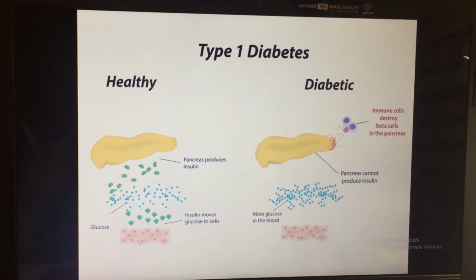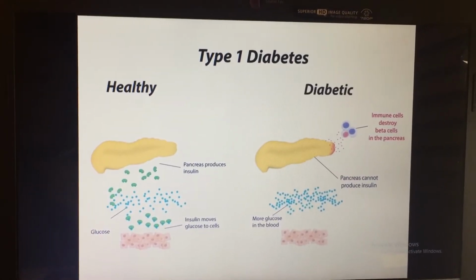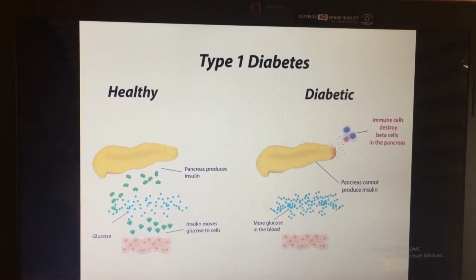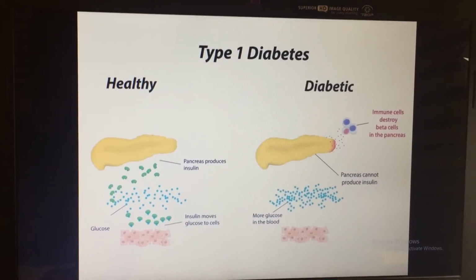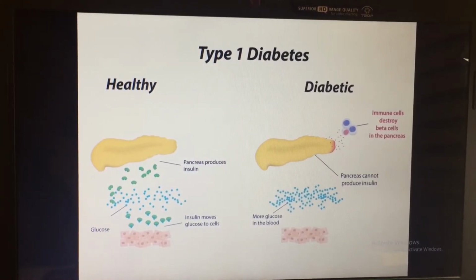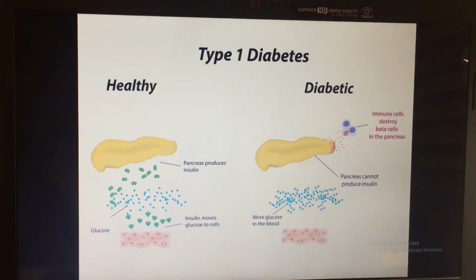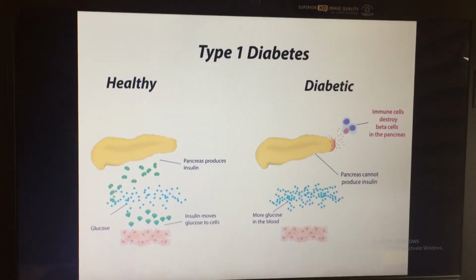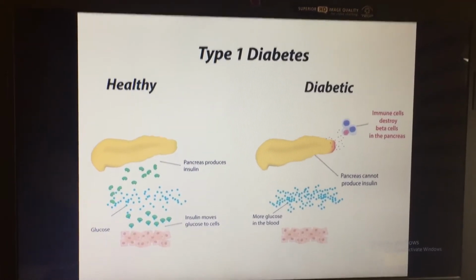This is just a generalized picture of a healthy pancreas on the left and a pancreas that has diabetes on the right. The healthy pancreas is able to produce enough insulin that glucose is able to get converted into energy inside the cells, whereas in the pancreas with diabetes type 1, the beta cells that produce insulin are being destroyed by the T cells, and that results in no production of insulin, which leads to high blood glucose levels in the bloodstream.